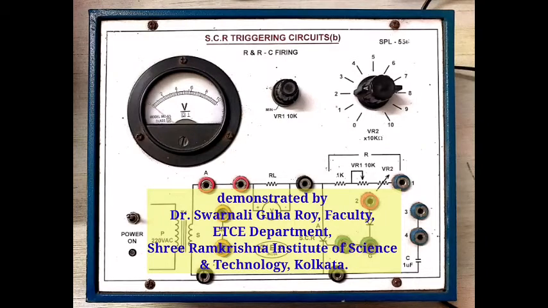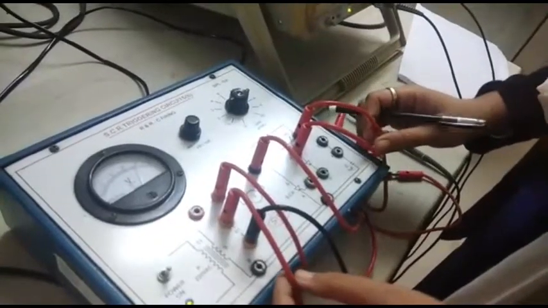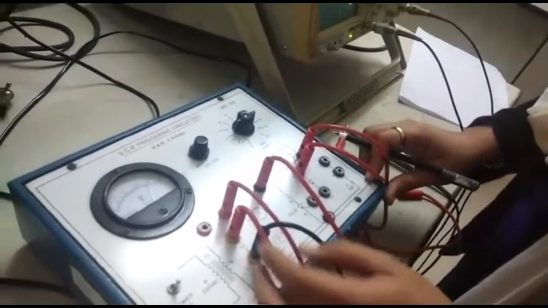Hello students. Today our aim is to study the triggering circuits of SCR. As you know, we can trigger an SCR in two different ways, specifically when I am considering gate triggering. One is resistive triggering, another one is resistive capacitive triggering. So, let's start the experiment. We will study the gate triggering of the SCR.